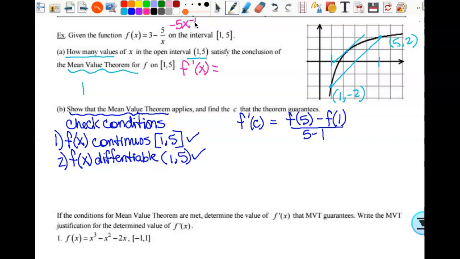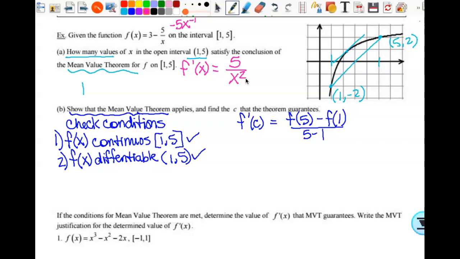So when I multiply negative 1 times negative 5, I get a positive 5, right? And then when I subtract 1 from this, what do I get? Negative 2, so that's over x squared. And it's positive. Okay. Everybody okay with that? All right.